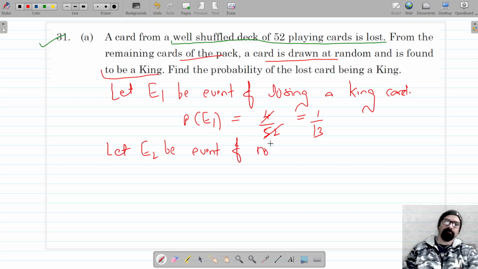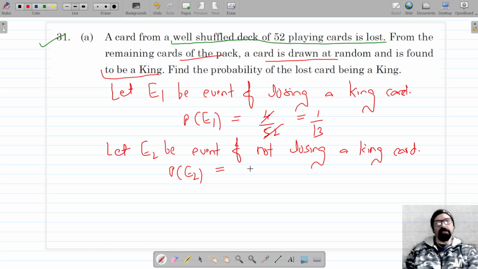Now E2 be the event of not losing a king card. So the probability of not losing a king card has to be from the non-king cards, and the total non-king cards are 48 out of 52. With 4 we can cancel, so this is 12 and this is 13, so this is 12 by 13.